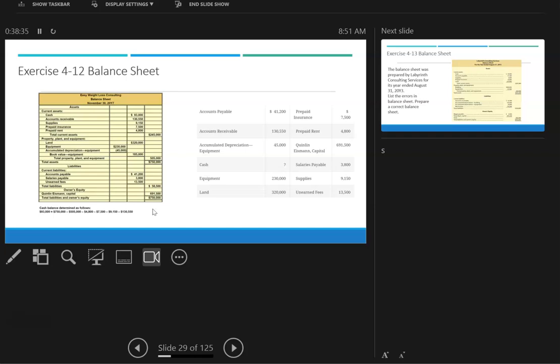right? Then we see our liabilities. Our accounts payable is $41,200. Our salaries payable is $3,800. And our unearned fees, remember that liability that's a little sneaky? Unearned fees is still a liability, but it doesn't have the word payable after it, right? Yes? So we have our total liabilities of $58,500.